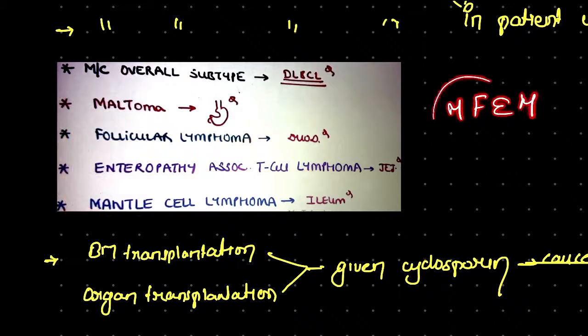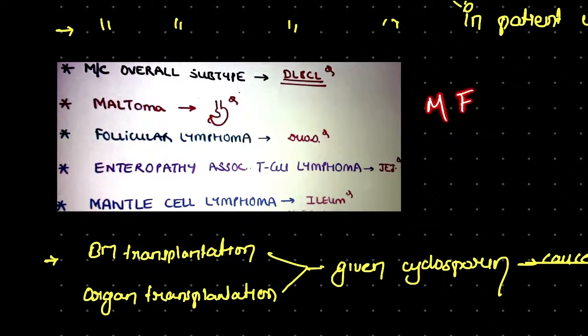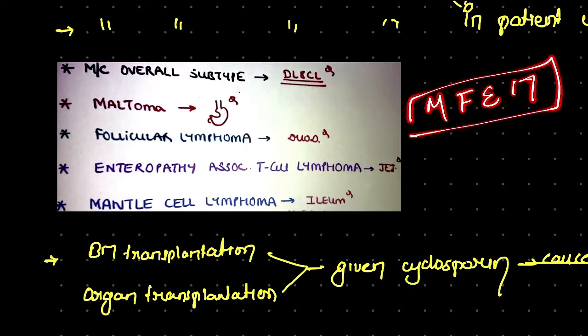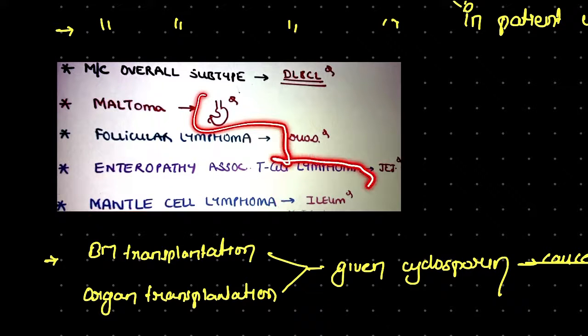We'll just memorize these words: MFEM. And we'll go toward the lower region of our GIT: after stomach what will come? Duodenum will come, and after duodenum, jejunum, and then ileum. So it is easy. What we need to memorize is MFEM. M is maltoma, follicular lymphoma, then enteropathy associated T cell lymphoma, and mantle cell lymphoma, and we just go along our GI system.